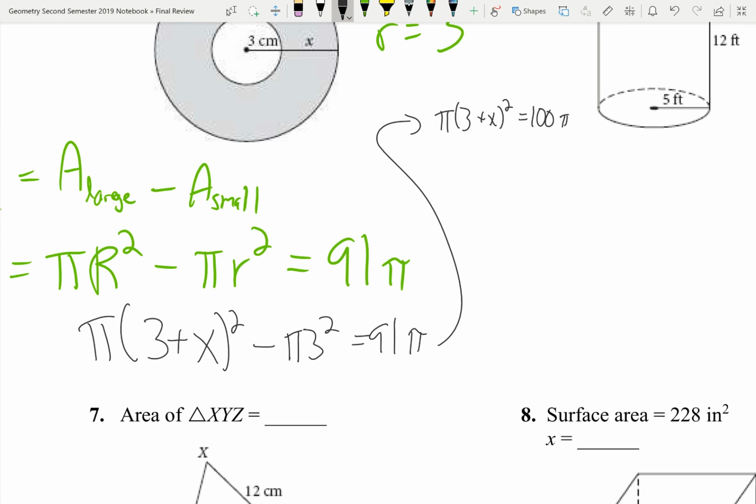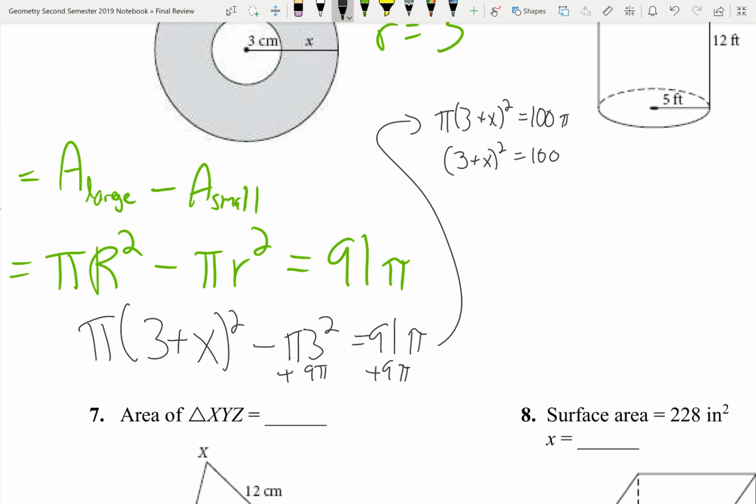Now, how did I get 100 pi? What did I do? Are you following me? So 3 squared is 9, so minus 9 pi is the same thing. So what we need to do is add 9 pi to both sides. And 91 pi plus 9 pi gives 100 pi. Well, divide both sides by pi, and 3 plus x squared equals 100.